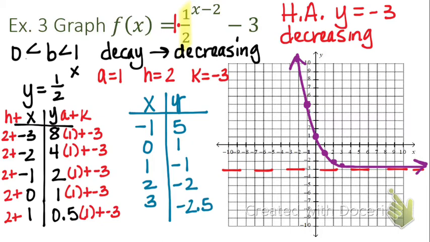So your domain is still all real numbers. And your range, because A is still positive, so we haven't done one where A is negative, but because A is still positive, it is K to infinity, which is -3 to infinity. All right, we got one more, and we are done.